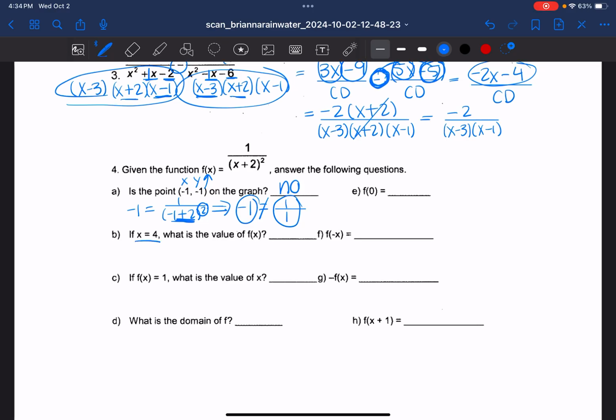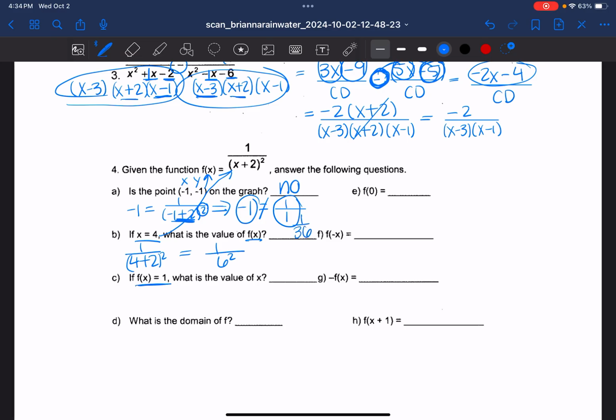They then say if x is 4, what's f of x? So I'm going to take this value, go plug it in for x. So I'm going to have 1 over 4 plus 2 squared. Again, order of operations says to do inside the parentheses first. 4 plus 2 is 6. I would then need to square it. I end up with 1 over 36.